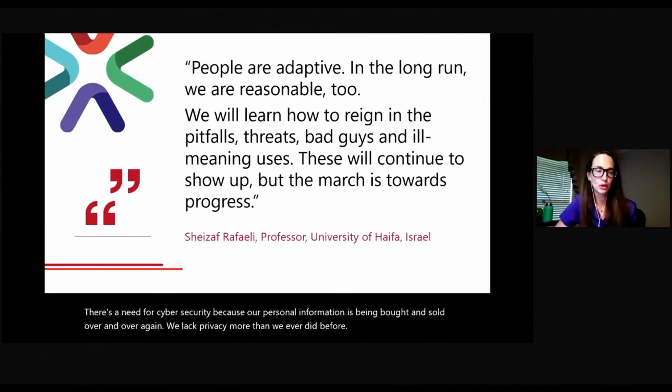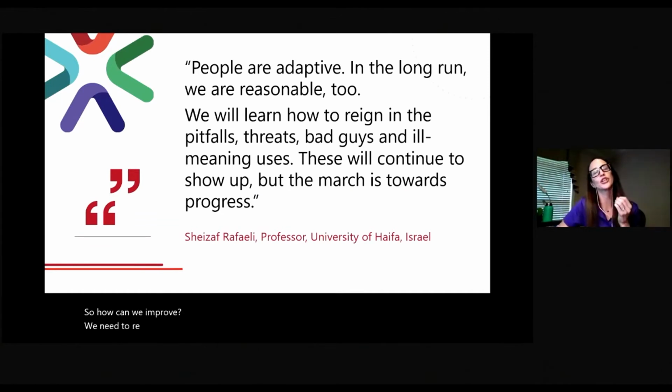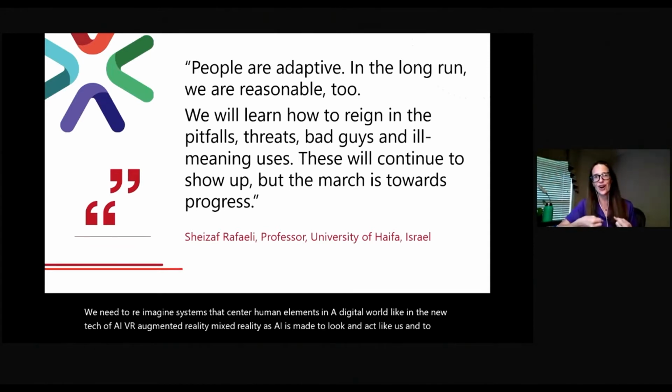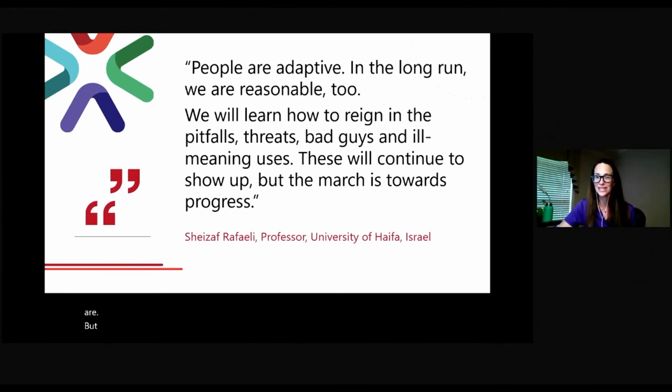So how can we improve? We need to reimagine systems that center human elements in a digital world, like in the new tech of AI, VR, augmented reality, mixed reality, as AI is made to look and act like us and to ingratiate deeply into our lives. That may change how loving, how kind, and how friendly we are. But humans make mistakes. We always have.